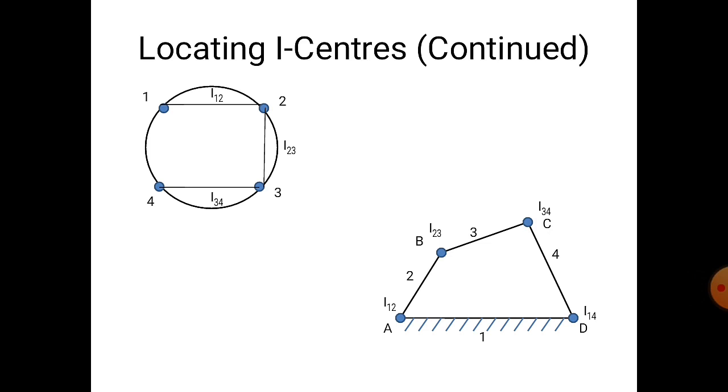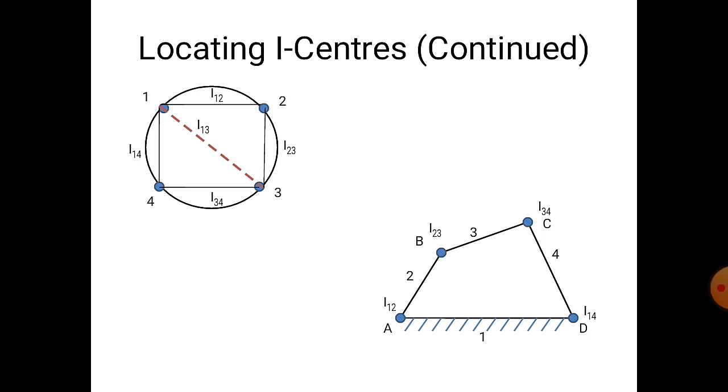Also I14 is present at point D, it is known, so join 1 and 4 by a solid line indicating the ICR I14. Now to find the position of the eye center I13, join points 1 and 3 by means of a dotted line. So this dotted line will represent the eye center I13.